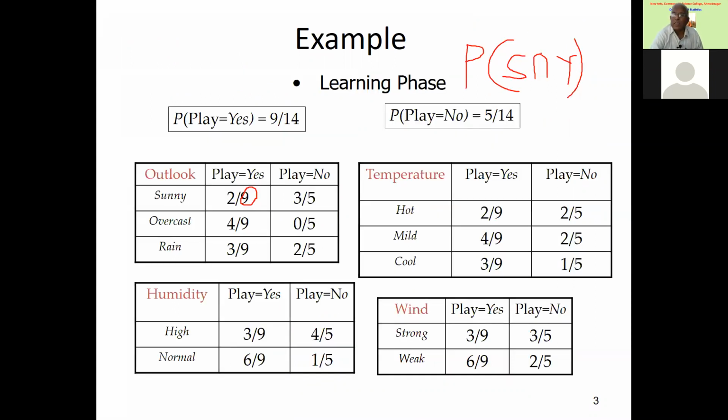You can say this as a conditional probability also. Probability of sunny day when you played it is 2 by 9. Now, probability that the day is sunny, but you have not played.